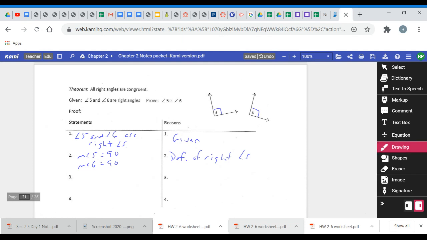If angle 5 is equal to 90 and angle 6 is equal to 90, I can take this 6 and plug it in for the 90's place since they're equal. They mean the same thing. So in this case, I can say measure of angle 5 is equal to measure of angle 6.